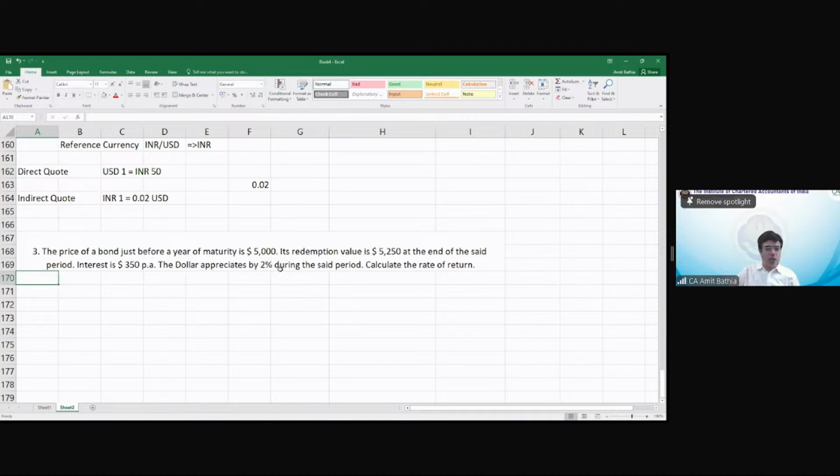Now everything is in dollar terms, so here there is no exchange rate conversion, etc. You just have to calculate rate of return. So first of all, what is the price at the beginning? 5,000. Price at the beginning is 5,000 USD. Price at the end is 5250. Plus you are also getting interest during the period, right? Interest during the period is how much? 350 USD.